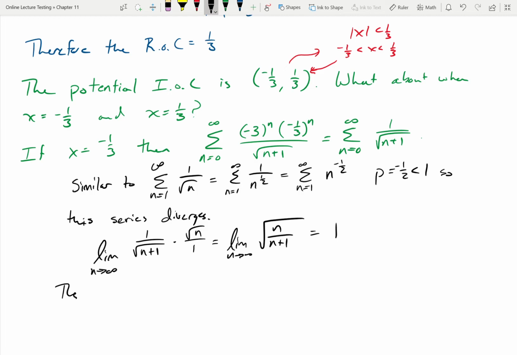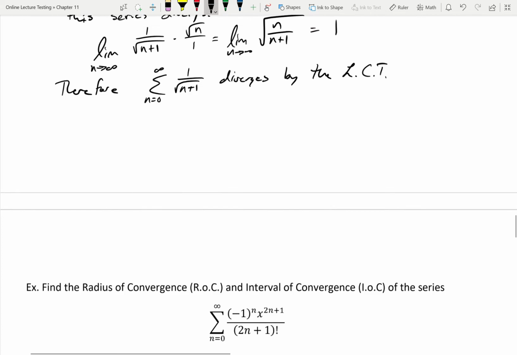Therefore, the summation as n goes from 0 to infinity of 1 over the square root of n plus 1 diverges by the limit comparison test. So notice here I am giving credit where credit is due. This is what makes these problems a little bit longer. All right, so we've got that one out of the way.